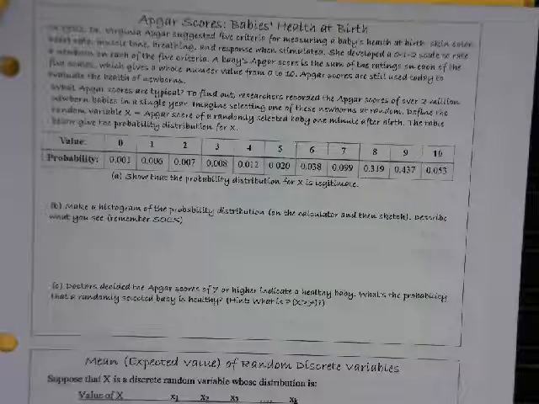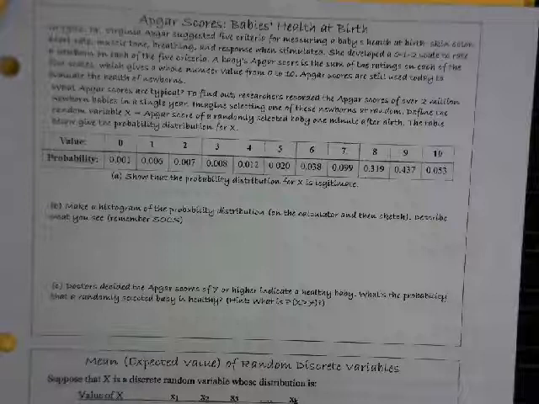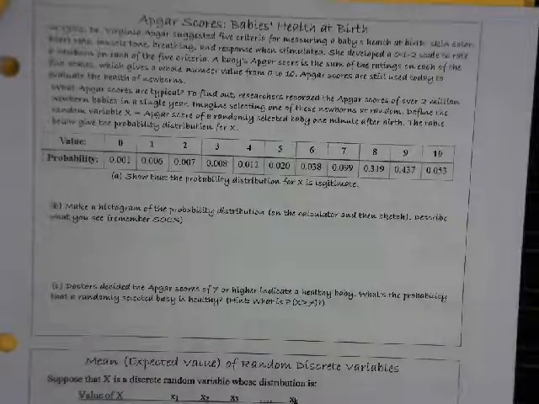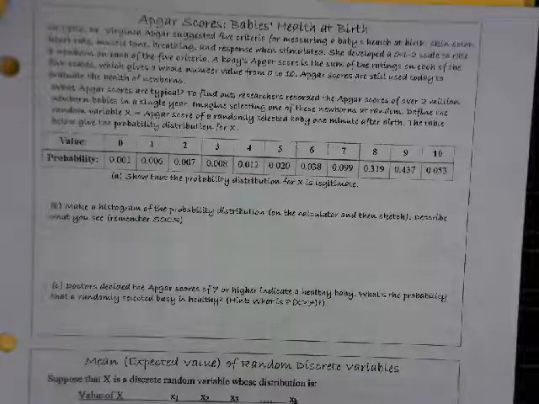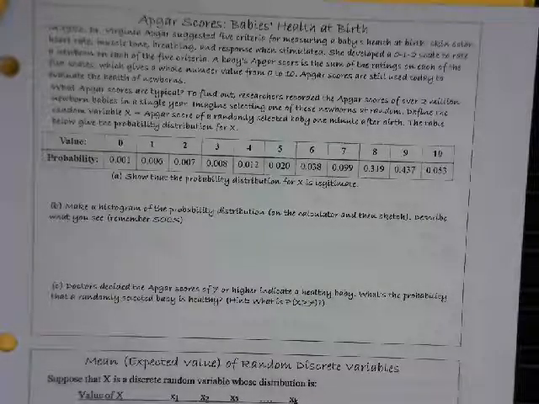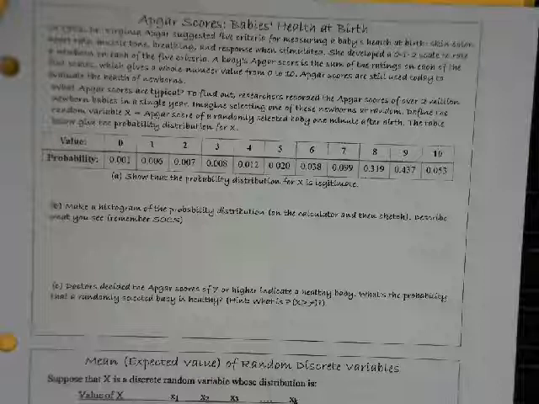In 1952, Dr. Virginia Apgar suggested 5 criteria for measuring a baby's health at birth: skin color, heart rate, muscle tone, breathing, and response when stimulated. She developed a 0 to 1 to 2 scale to rate a newborn on each of the 5 criteria. A baby's Apgar score is the sum of the ratings on each of the 5 scales, which gives a whole number value from 0 to 10. Apgar scores are still used today to evaluate the health of newborns.